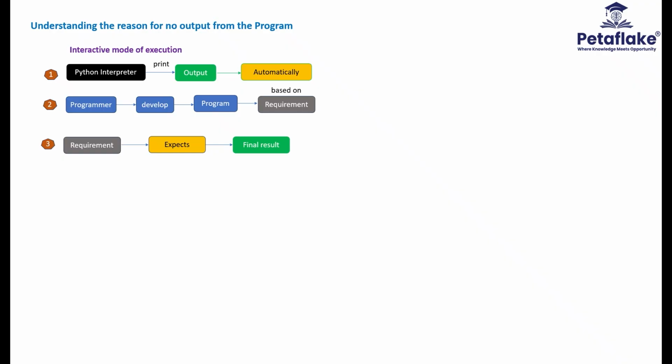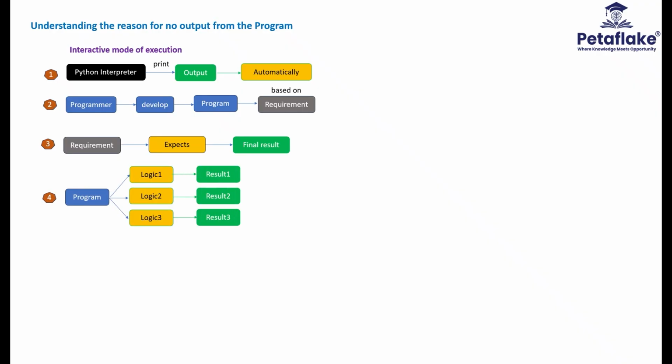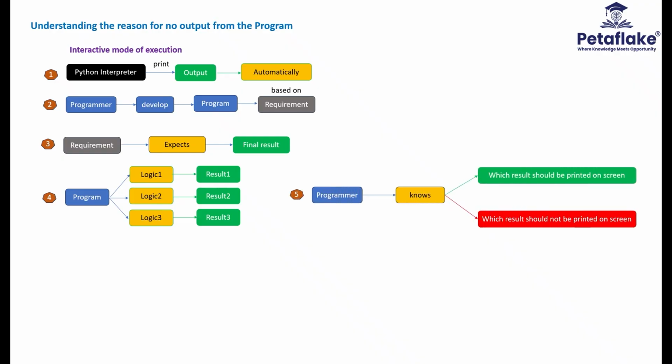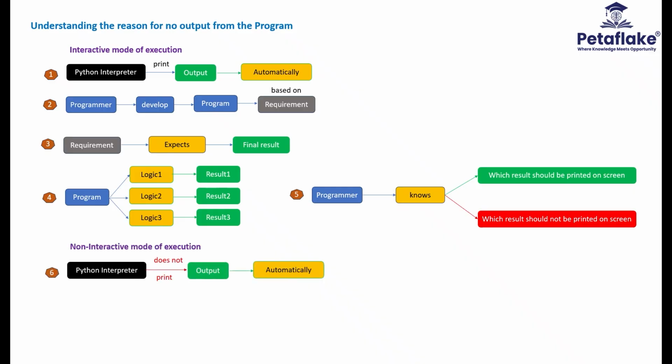Let's understand the reason for not getting any output from my program. Python interpreter is designed to return output automatically for each line of code only during the interactive mode of code execution. Every programmer develops a program based on some requirement. Every requirement expects some final result from the program. In the program, multiple logics are developed and each logic generates some result. The programmer who developed the program only knows which result should be displayed to the end user according to the requirement. To provide complete control on displaying the output by the programmer to the end user, Python interpreter does not display any output automatically during the non-interactive mode of code execution.